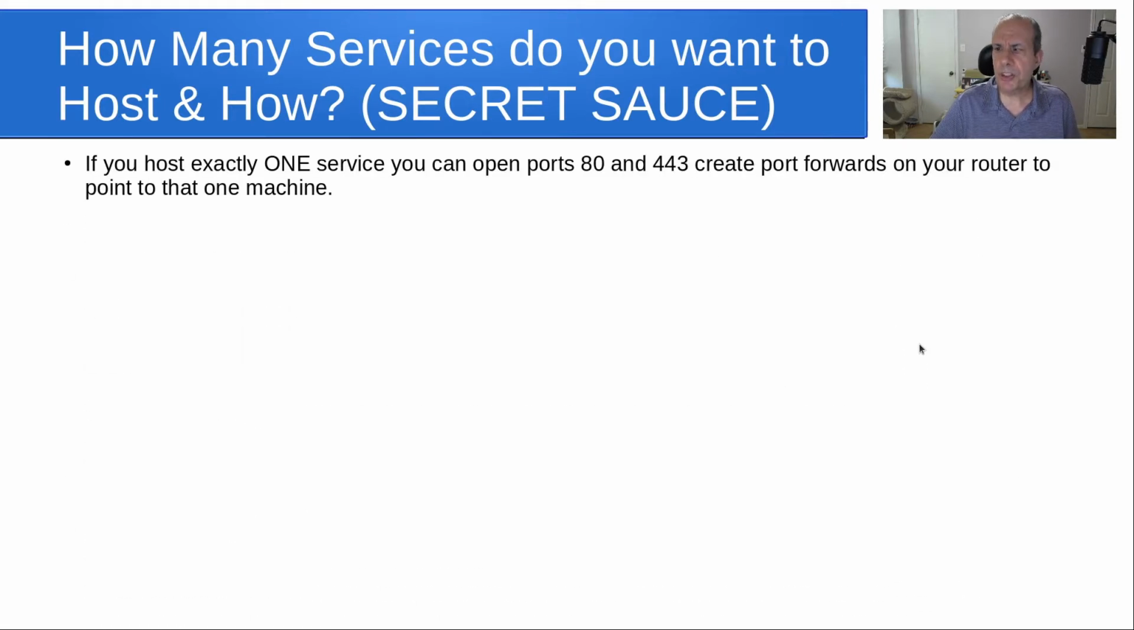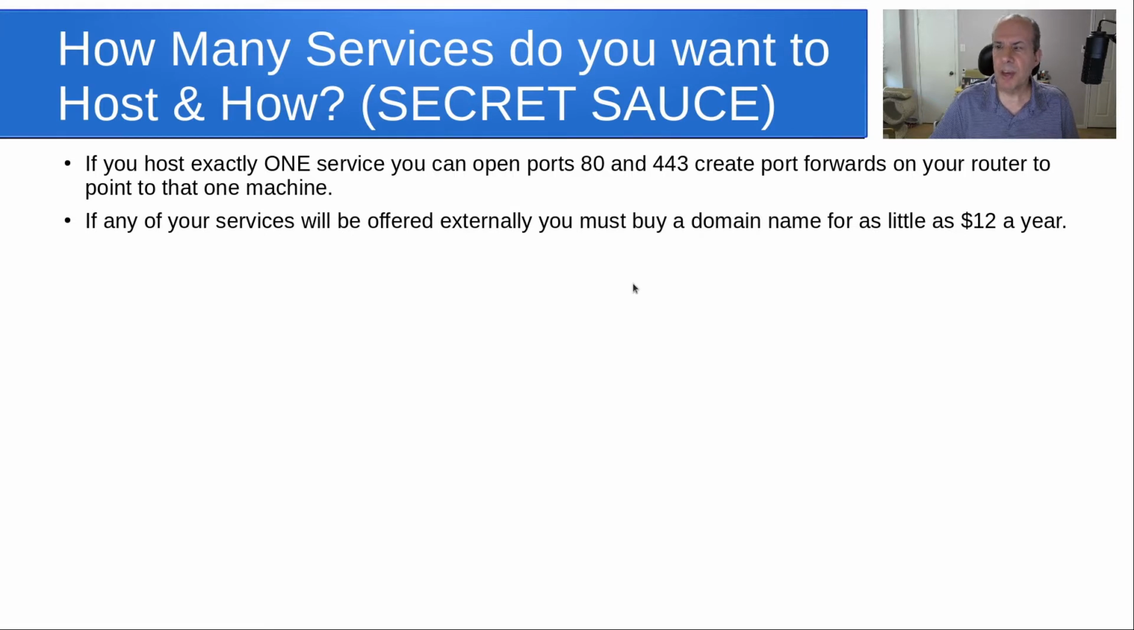If you host exactly one service, you can open ports 80 and 443 and create port forwards on your router to that one machine that's hosting that one service. So that's the simple case. If any of your services will be offered externally, you must buy a domain name for as little as $12 a year. And that pretty much goes even for one service if you want to offer it up. And there's some practical reasons to that we're going to look at in a minute.